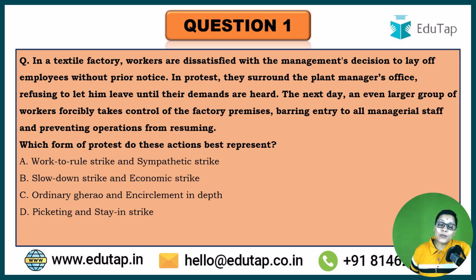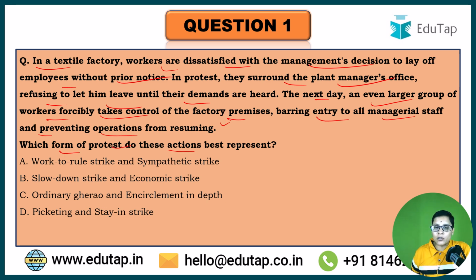So moving on to our first question. In a textile factory, workers are dissatisfied with the management's decision to lay off employees without prior notice. In protest, they surrounded the plant manager's office, refusing to let him leave until their demands are heard. The next day, an even larger group of workers forcibly takes control of the factory premises, barring entry of all managerial staff and preventing operations from resuming. Now, which form of protest do these actions best represent?